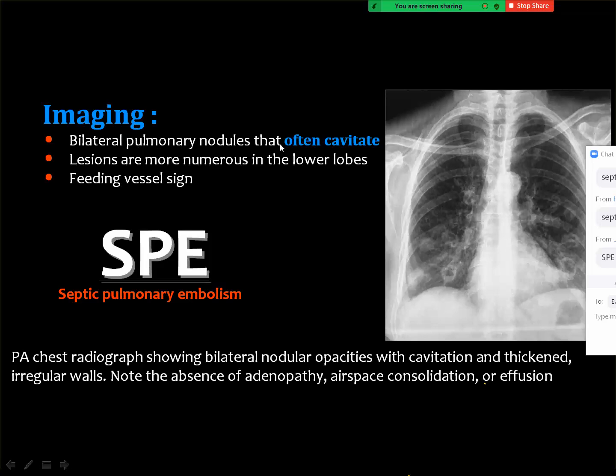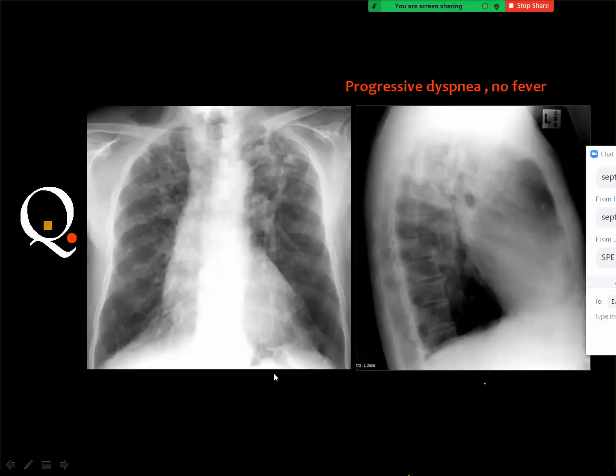Then bilateral nodules often cavitate whenever they are slightly larger, and lesions are more numerous in the lung bases because the circulation towards the bases of the lung is of course much more than that towards the apices, and the feeding vessel sign, similar to any embolic material like metastasis or pulmonary embolism, they go through the vessels. Then we have this case with progressive dyspnea but no fever.